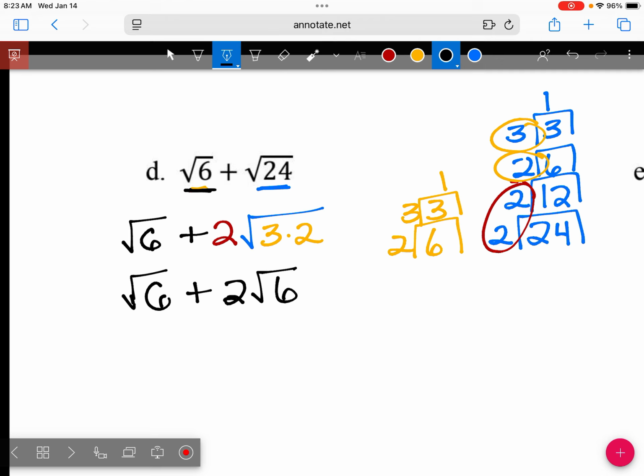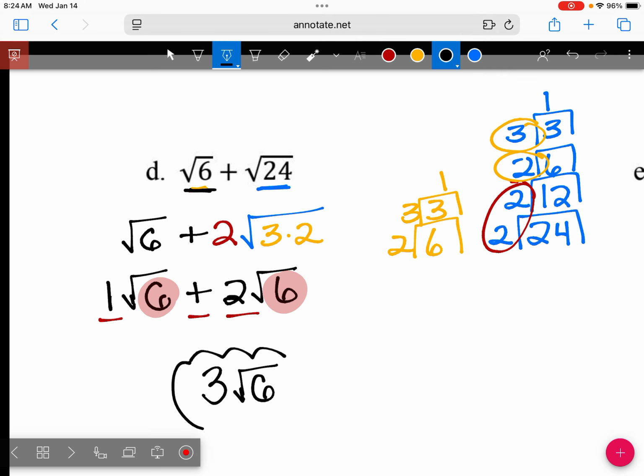So are these like terms? Who says yes? Who says no? All right, they are like terms because they both have a 6. They both have a 6 under the roof. So we can add it together. This has an invisible 1. So I'm adding together 1 plus 2, and that gives me 3. That would be my answer.